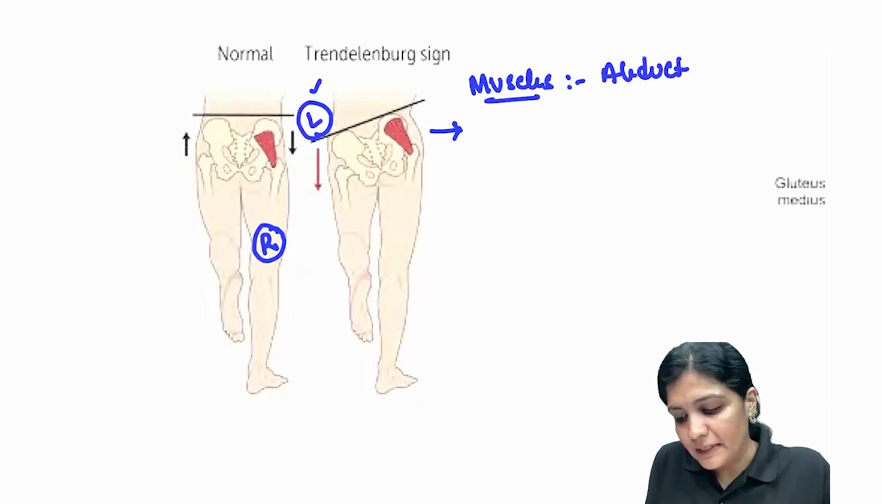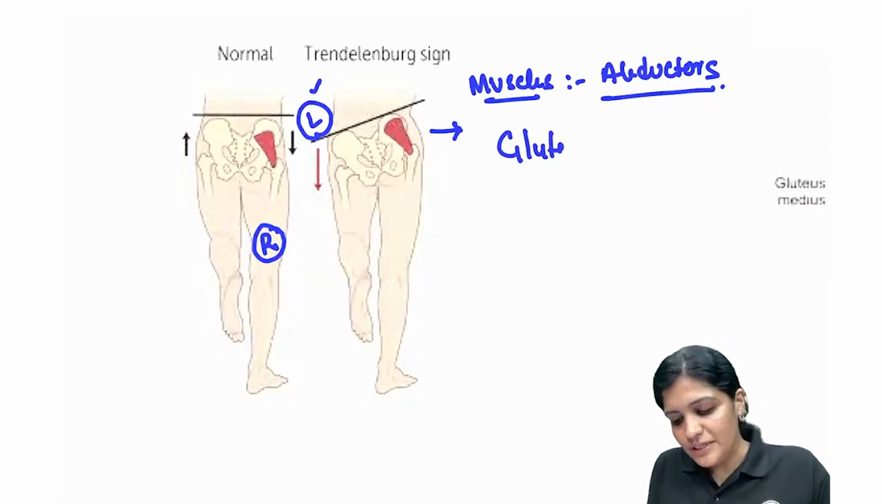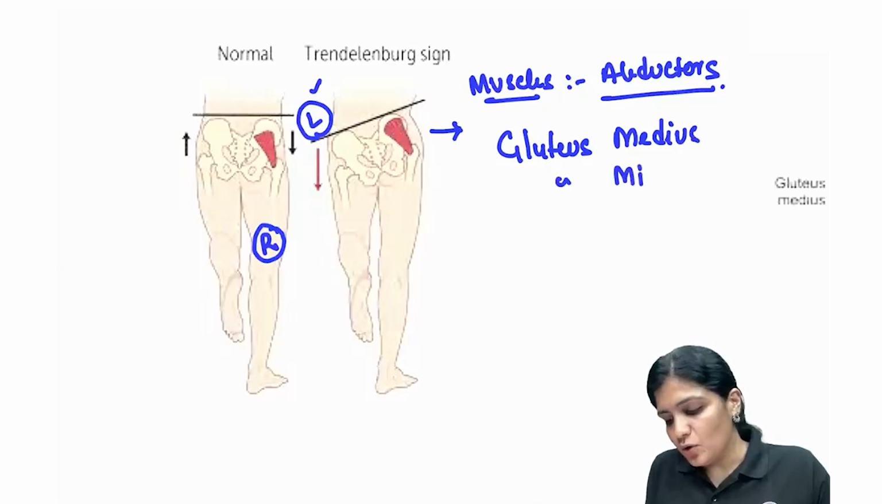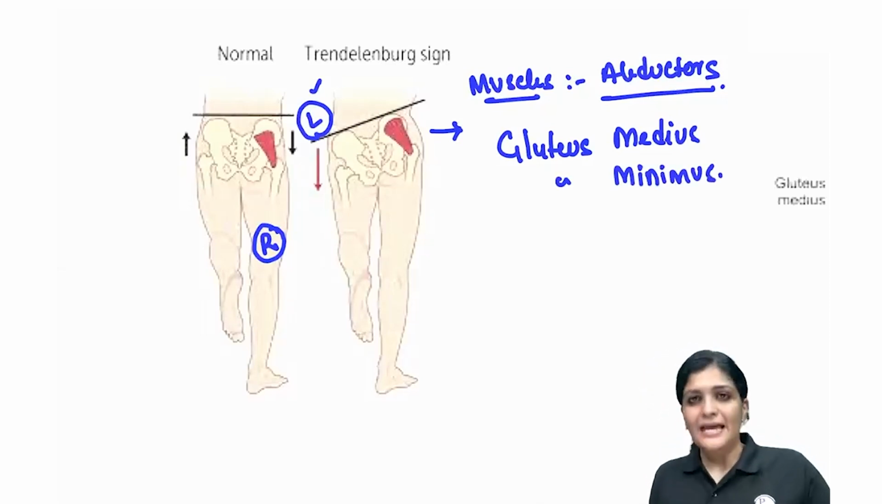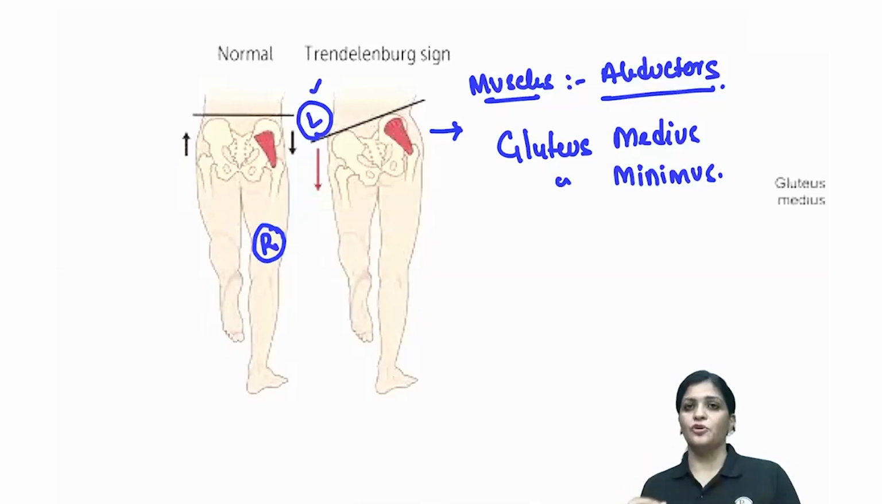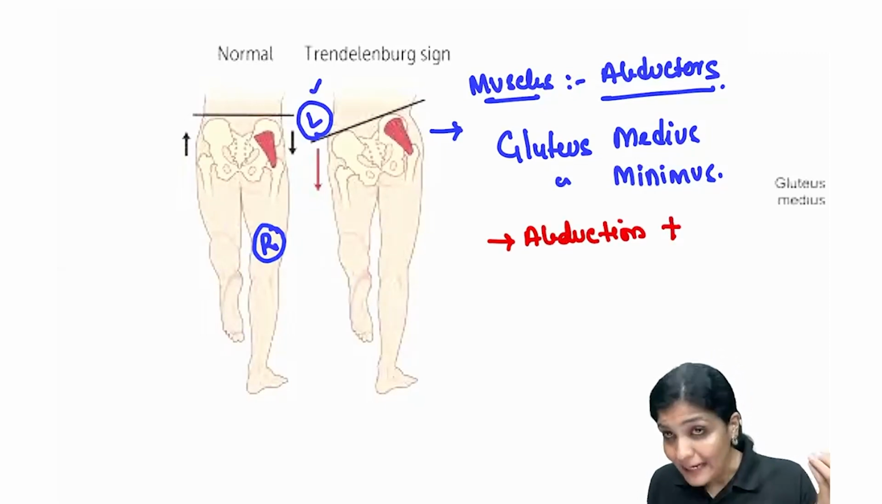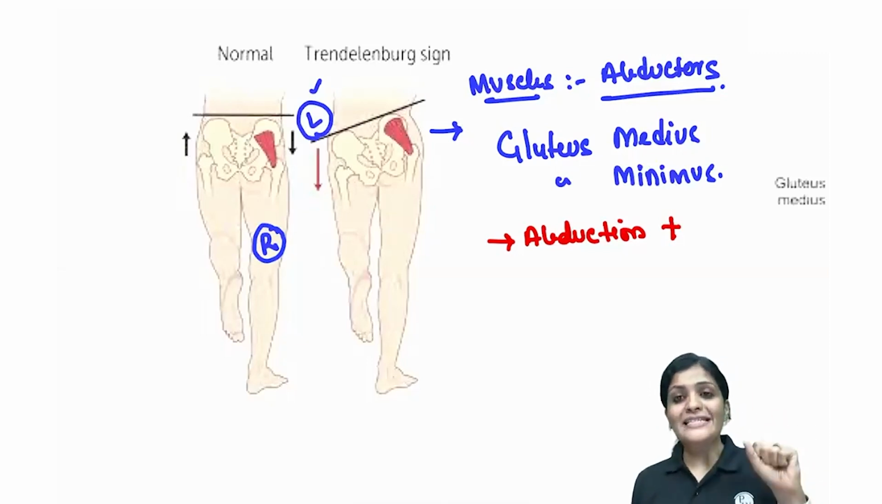What are the two abductors of the hip? Very important: the gluteus medius and the gluteus minimus. We have three gluteus muscles: the maximus, the medius and the minimus. Among these three, the medius and the minimus are considered the abductors of the hip joint. What is the action of these two muscles? We already know that they cause abduction, and one more important thing is they balance the hip whenever you stand on a single limb.